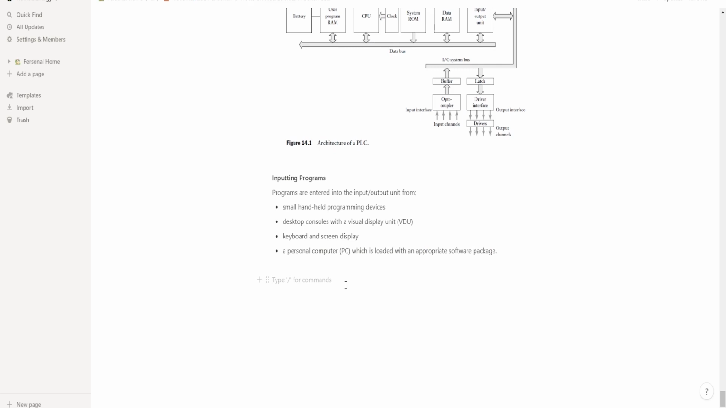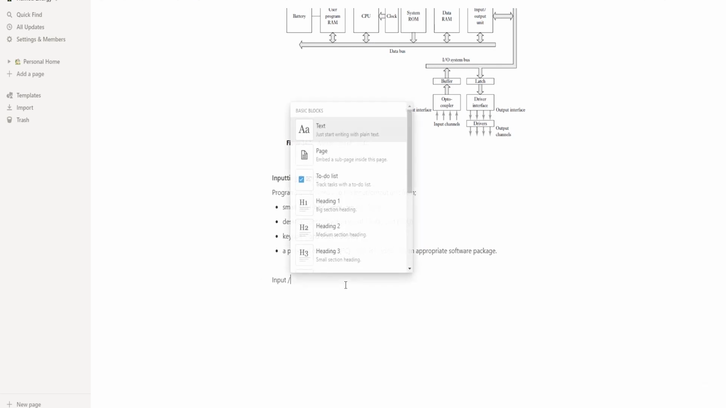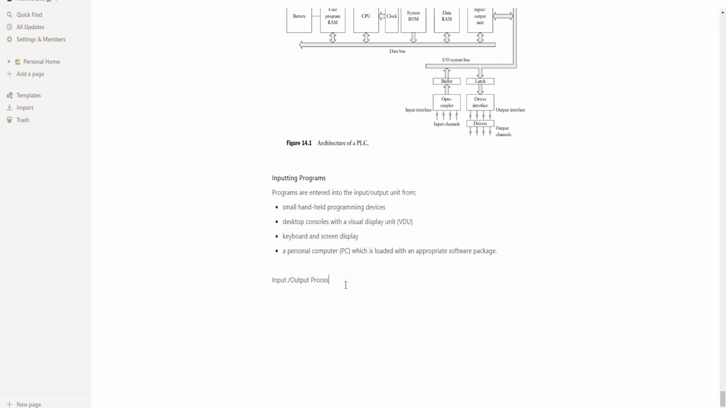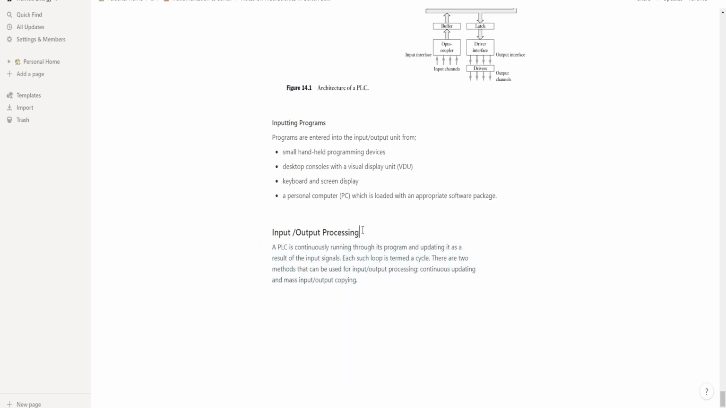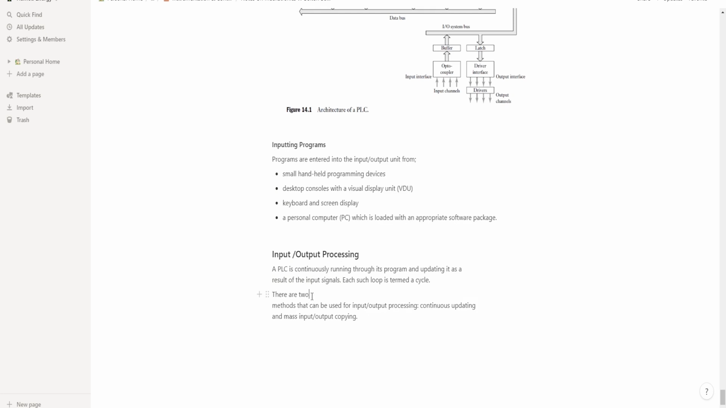So let's put input output processing, right? And then termed a cycle. Okay. So two methods for processing.